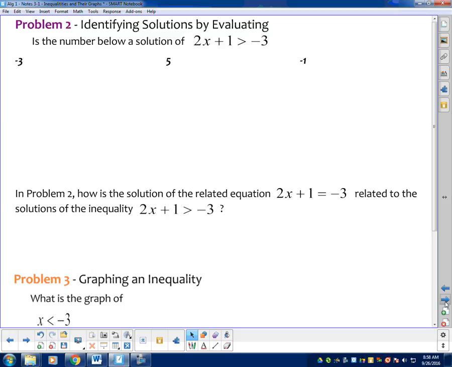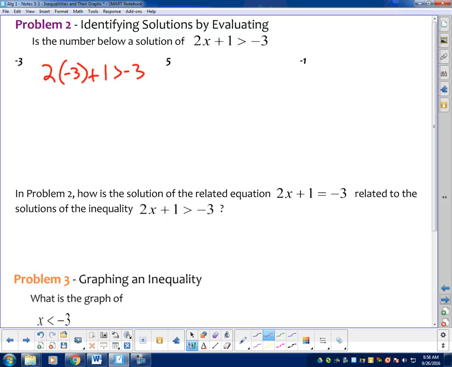Okay, we're going to identify solutions by evaluating. So we're given three different numbers, -3, 5, and -1, and we're asked, is the number below a solution to the inequality 2x plus 1 is greater than -1? So let's take -3. We're just going to do this value by value. We're going to plug -3 in for x. Anytime we plug in a number for a letter, put it in parentheses.